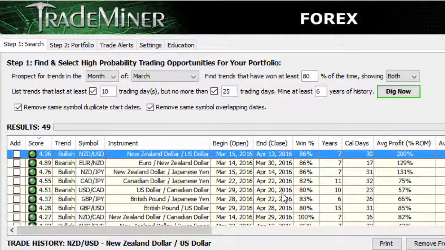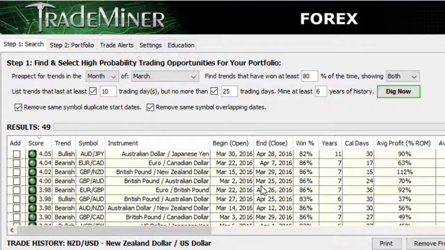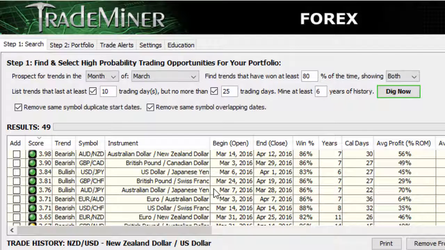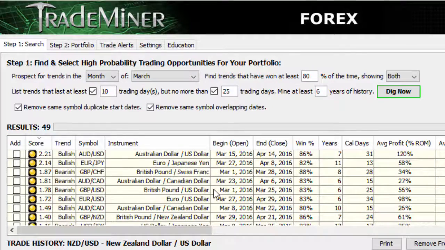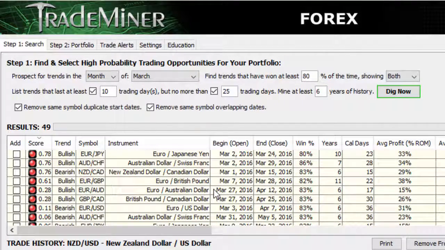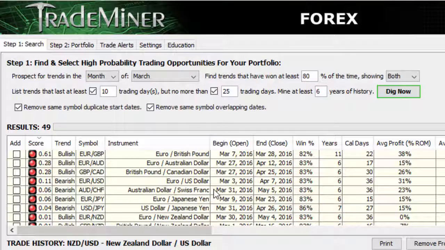Let's go through and look at our specific pairs. So what you're going to see in the update that I'm going to splice into this training video is you're going to see the Australian dollar. Let's see if we've got anything in here in the Australian dollar. Here it is. There's the Australian dollar, New Zealand dollar. I'm looking for the Australian dollar against the US dollar. Where's the Australian dollar against the US dollar?